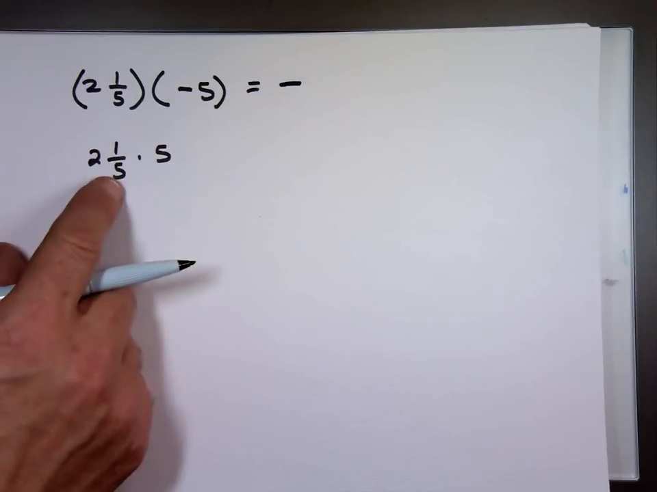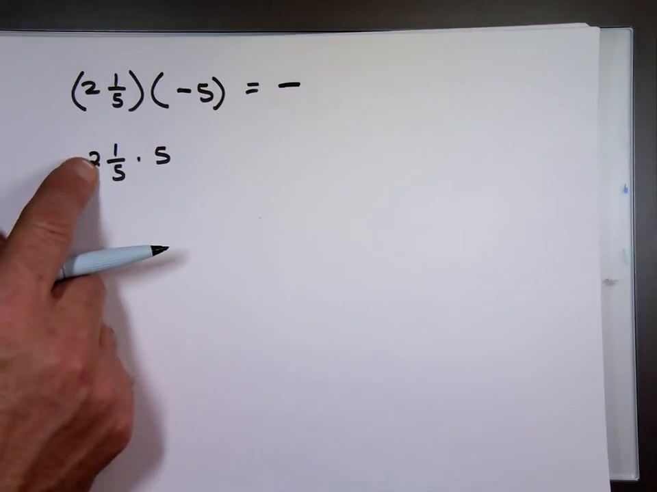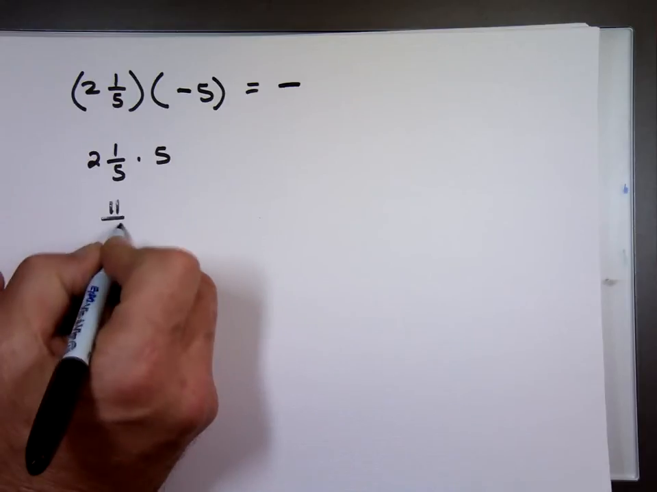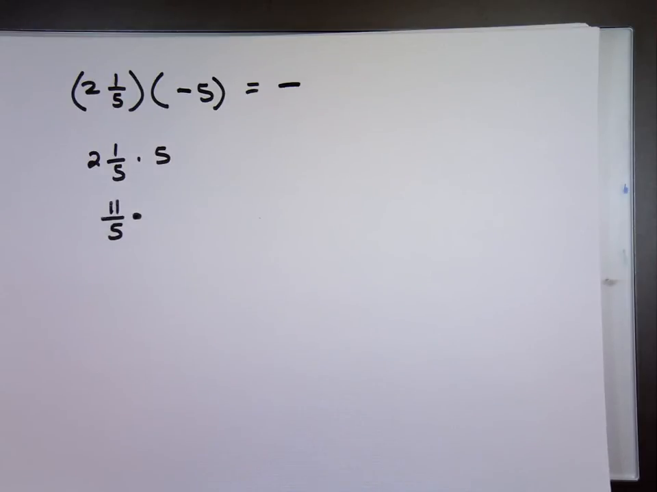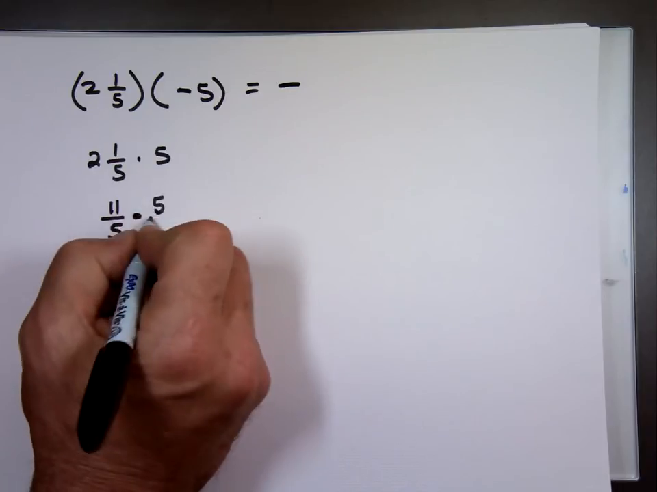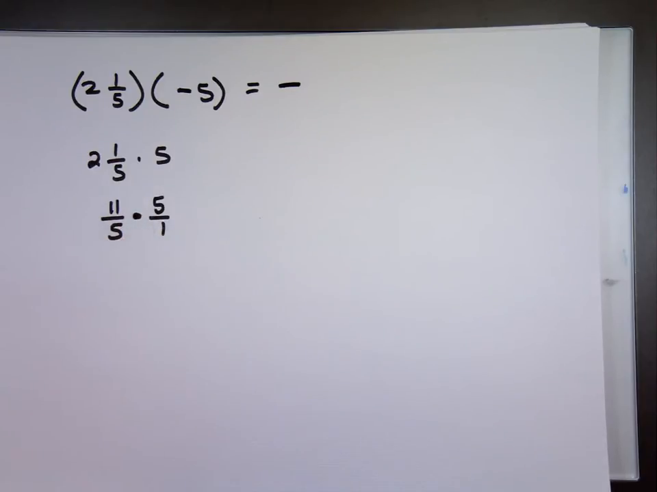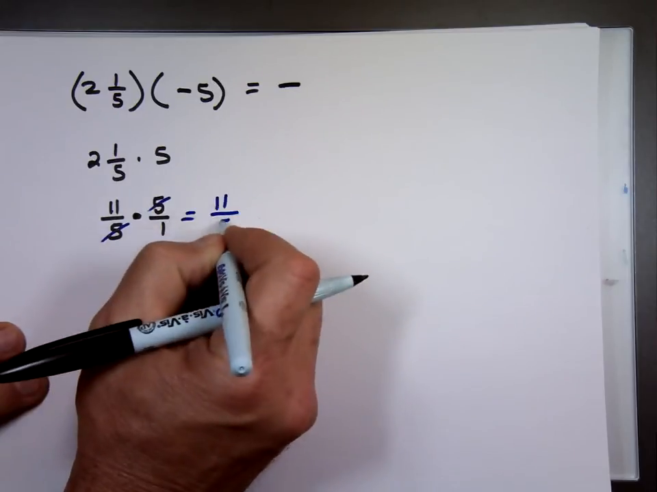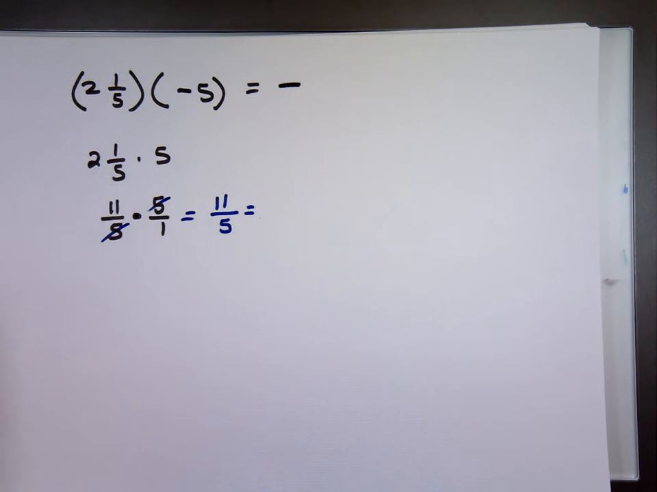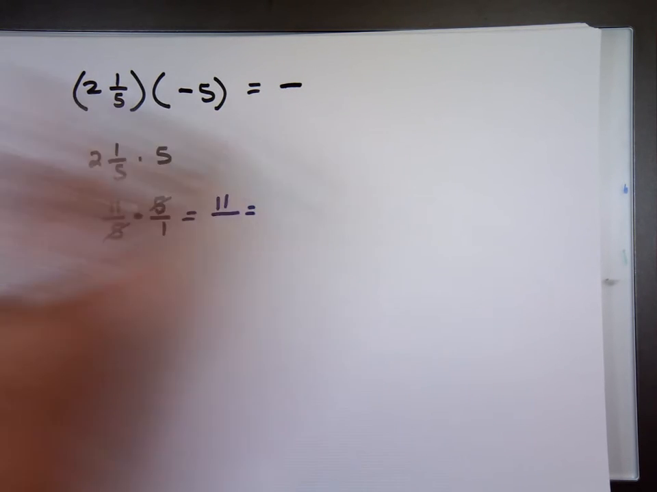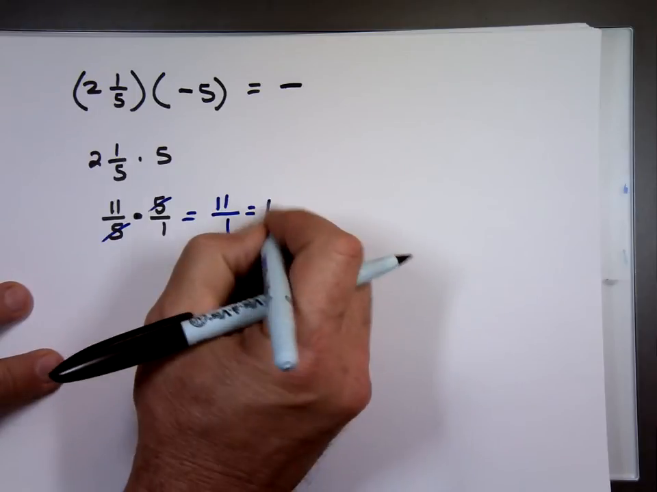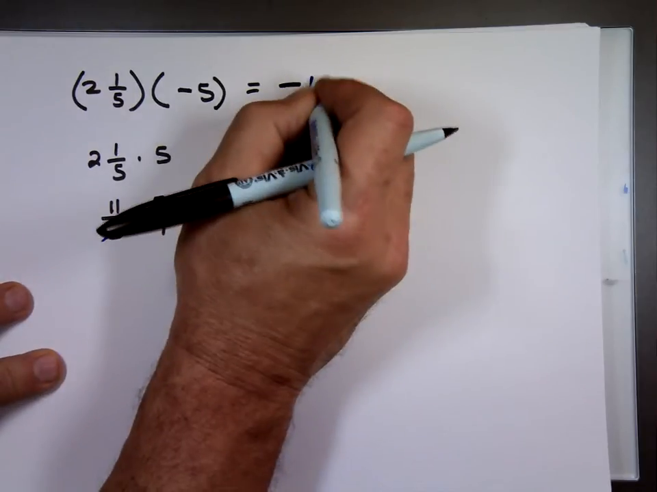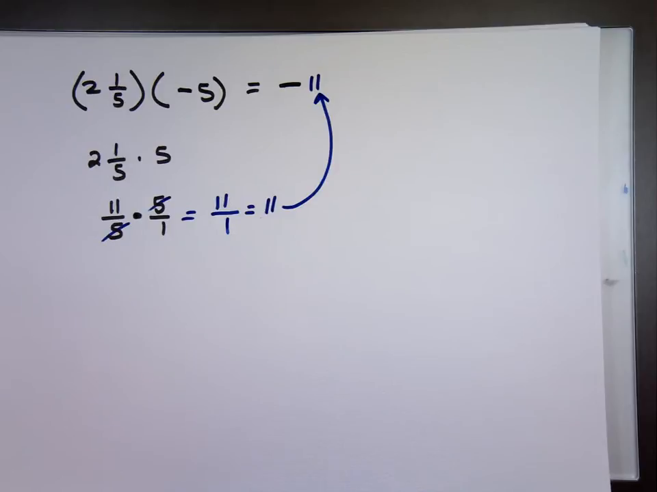Well, I can change this one to 5 times 2, 10 and 1, that's 11 over 5. Times, and I can make that number what? 5 over 1. Does anything cancel? You end up with what? 11 over 1, which is what? 11, so the answer is going to be negative 11. So I took care of the sign first, and I said, let me just multiply the numbers the way we learned in chapter 2.